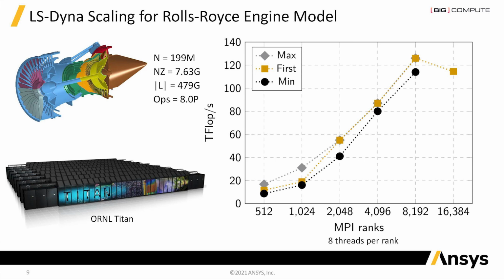And what this is showing is scalable speedups going from 512 MPI ranks to 8,000. And in each rank, we are running shared memory parallelism with 8 threads per rank. So this is a combination of MPI and shared memory parallelism. And the different curves are showing different types of partitioning that we have used, with the max cart partitioning, the min cart partitioning, and the original first partitioning. Again, showing scalable speedups for LS-DYNA up to 8,000 ranks.